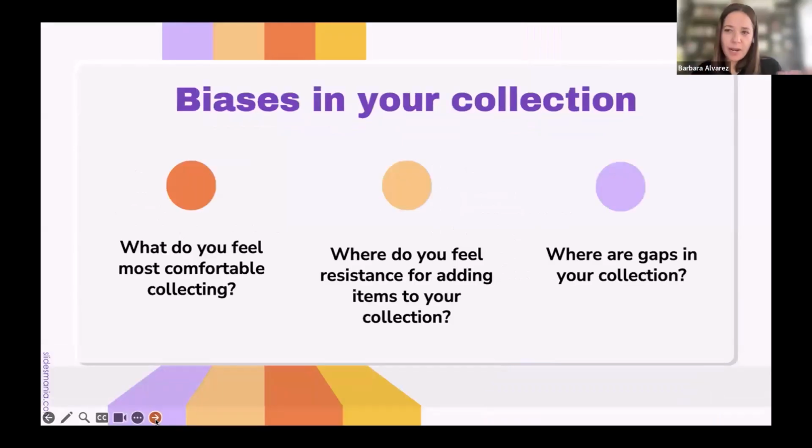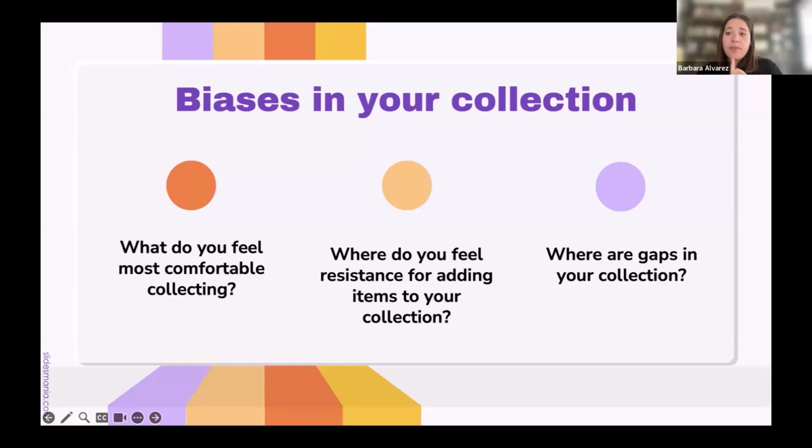And again, I'm not asking you to share this with the group, but when we are doing collection development and talking about sexual and reproductive health, these are some questions we should be asking ourselves when we're adding things to the collection. What do you feel most comfortable collecting? Related to the previous list, are you like, yeah, I'd have no issue collecting that, it's not a problem? And where do you feel the most resistance? Are there any specific topics on the previous list that you feel the most resistance in adding?